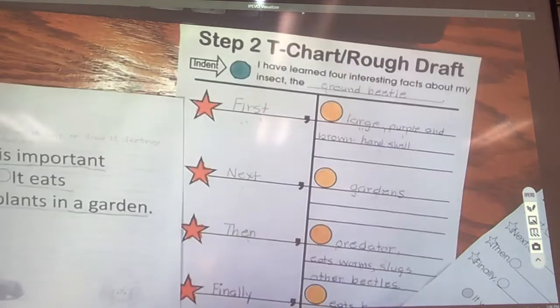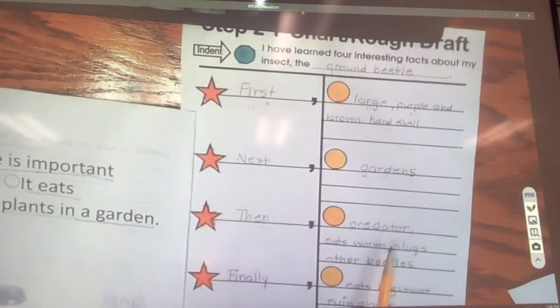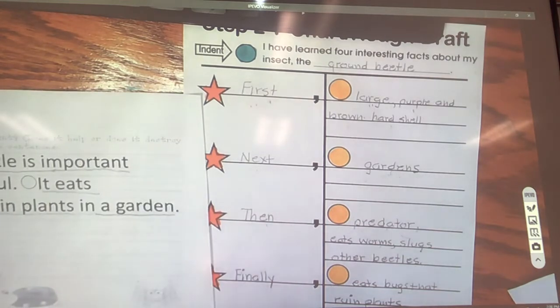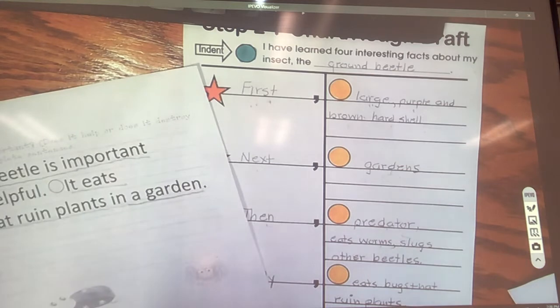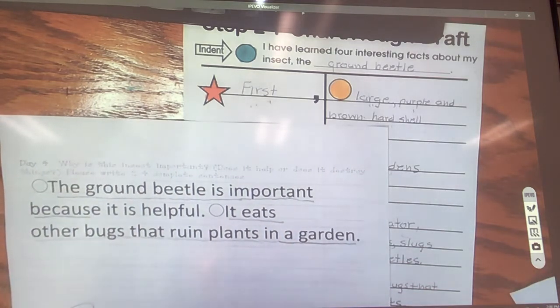Day four, my T-chart. What else? Why is it important? That's what my other T-chart says: finally, why is it important, or is it important? I'm sorry, I still don't know why an ant is important. I'm still trying to figure that out. Maybe when I get to heaven, I'm going to say, Lord, why ants? And he'll end up telling me. So this is what we're going to do. You go to your fourth page, and I've got: the ground beetle is important because it eats other bugs that ruin plants in a garden. I'm not going to write all this on my rough draft, and I'll show you when we do that. Let me take some time.